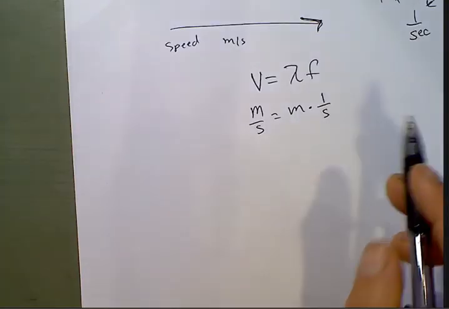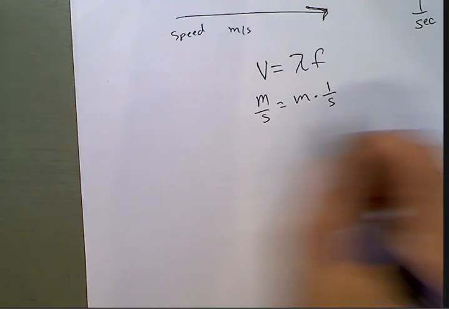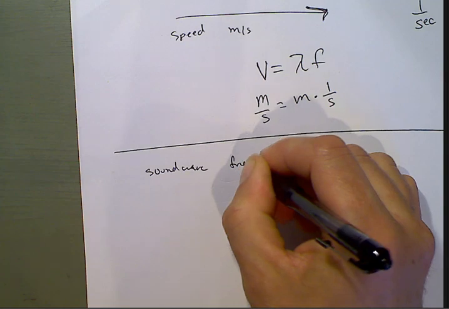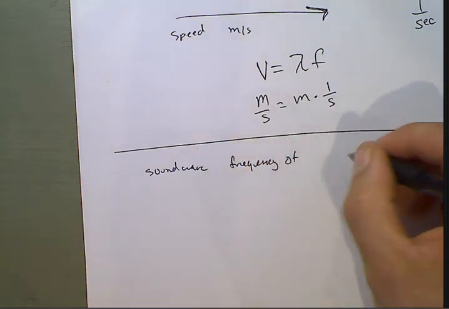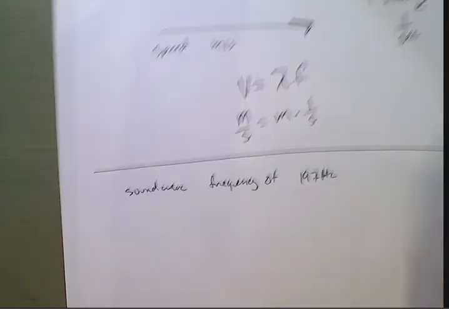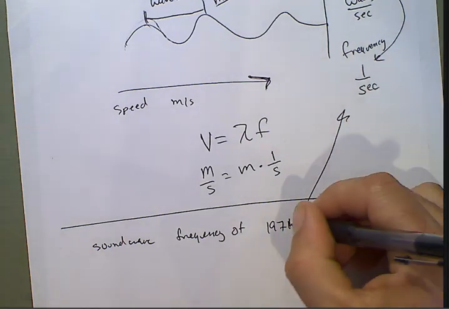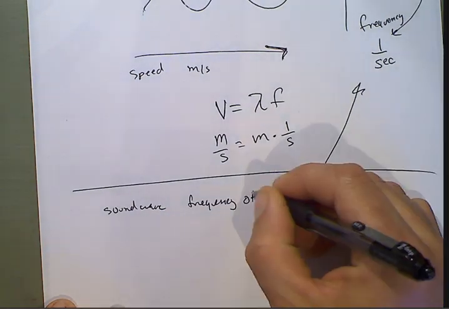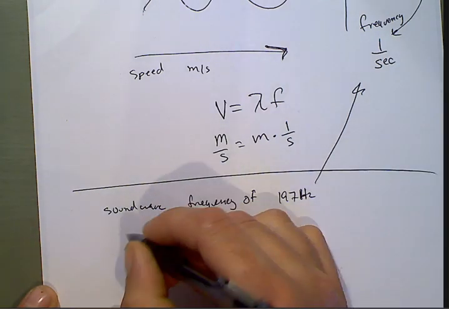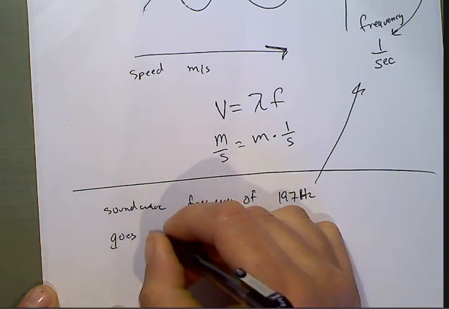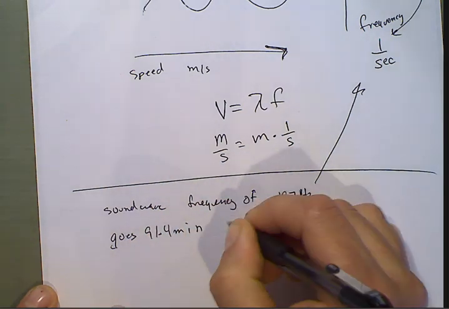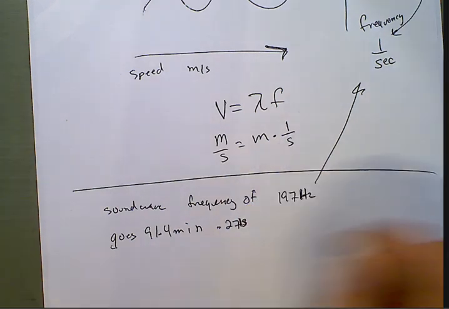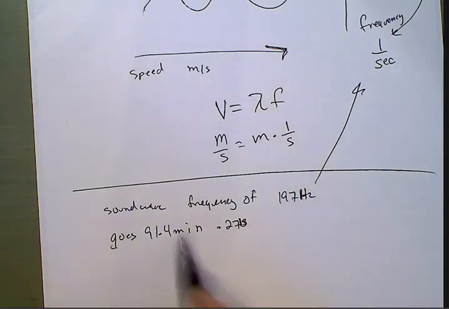All right. What if one of the problems had a sound wave with a frequency of 197 hertz. You might be like, what the heck is a hertz? Well, the 1 over seconds is called hertz, named after, I think, the guy who made up that one. So the sound wave has a frequency of 197 hertz, and let's say it goes 91.4 meters in 0.271 seconds. So this is able to give us a velocity.